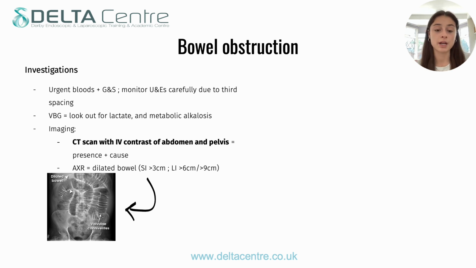You could also do an abdominal x-ray. It will show dilated bowel. In the small bowel, that means that it is over 3 centimeters. As we can see here, it's small bowel because we can see the valvulae conniventes, which are running through the whole length of the bowel, and it's quite central. We can see that it is over 3 centimeters, so it is dilated.